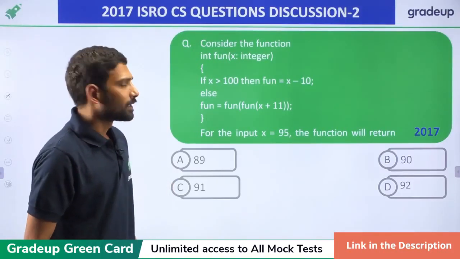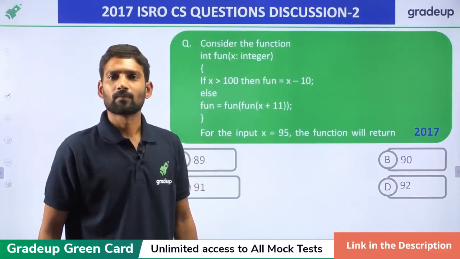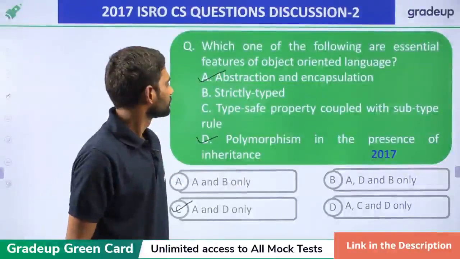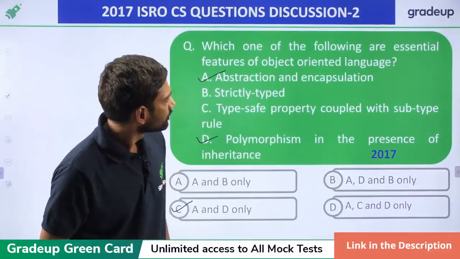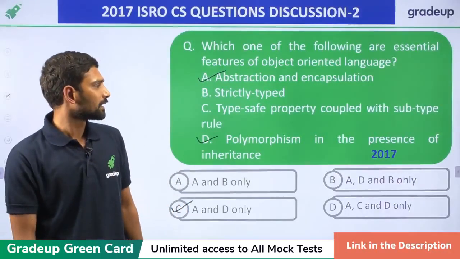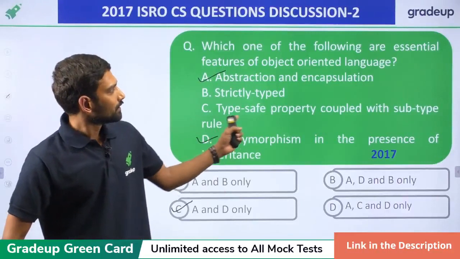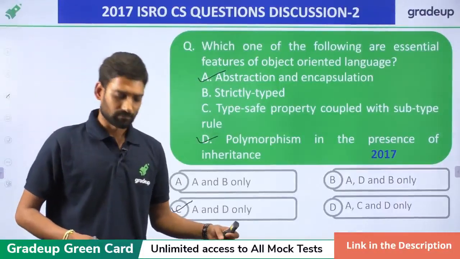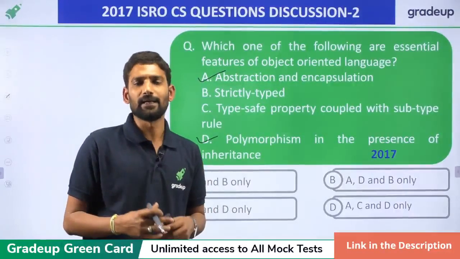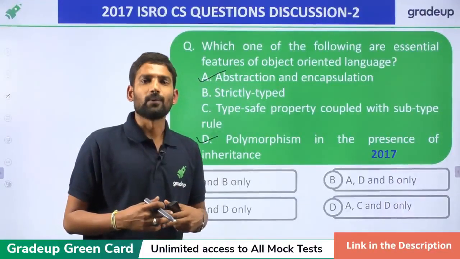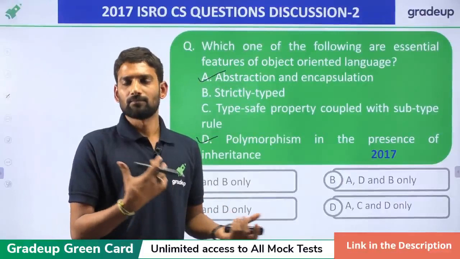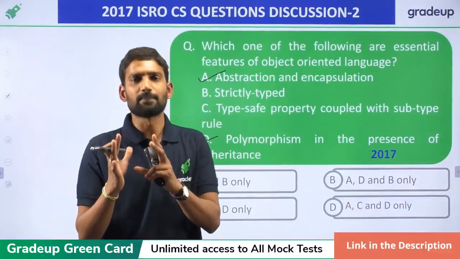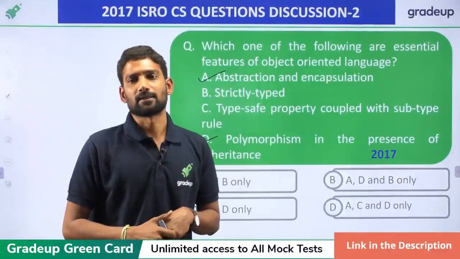I think it's already 8 o'clock. Type safe property coupled with subtype rule. This is related to typecasting. Whenever we are narrowing any data, in order to avoid losing the data, this constraint is there, the type safe property. So that is related to typecasting. Sirisha, please refer to that.